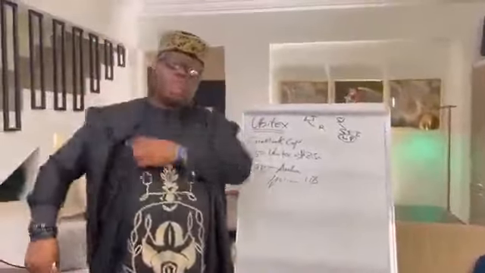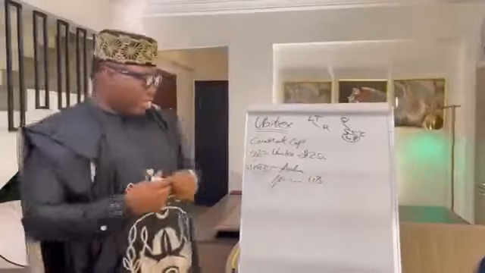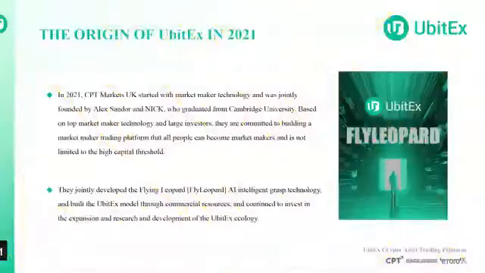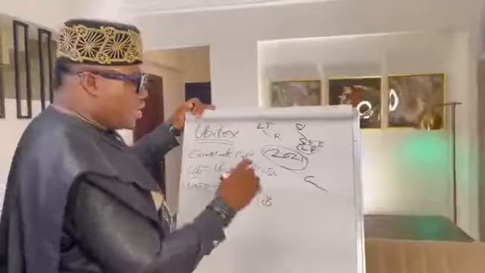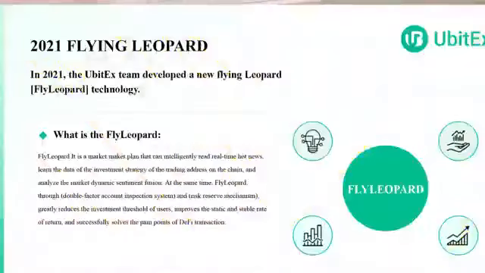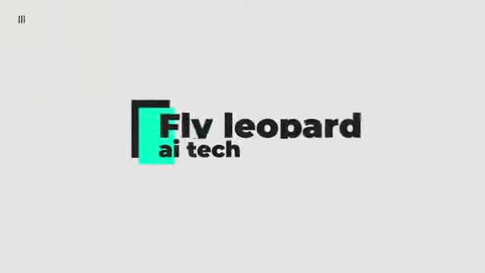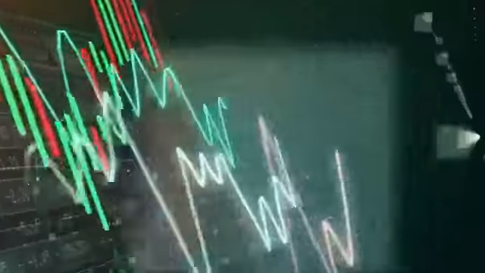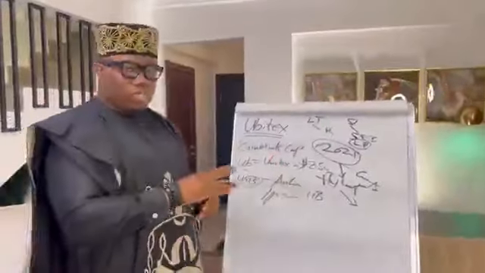This is not even the main reason I joined Ubit. So while I was doing my research, I discovered that Ubit launched in 2021. That's when they launched. You know, the two CEOs, graduates of Cambridge. Now, the interesting part is that they launched an AI called the Flying Leopard. You know, Flying Leopard AI technology. And what this does is help traders analyze the market faster, make market decisions, take trade faster than humans. You know, there are a lot of those AI, but this was something else.